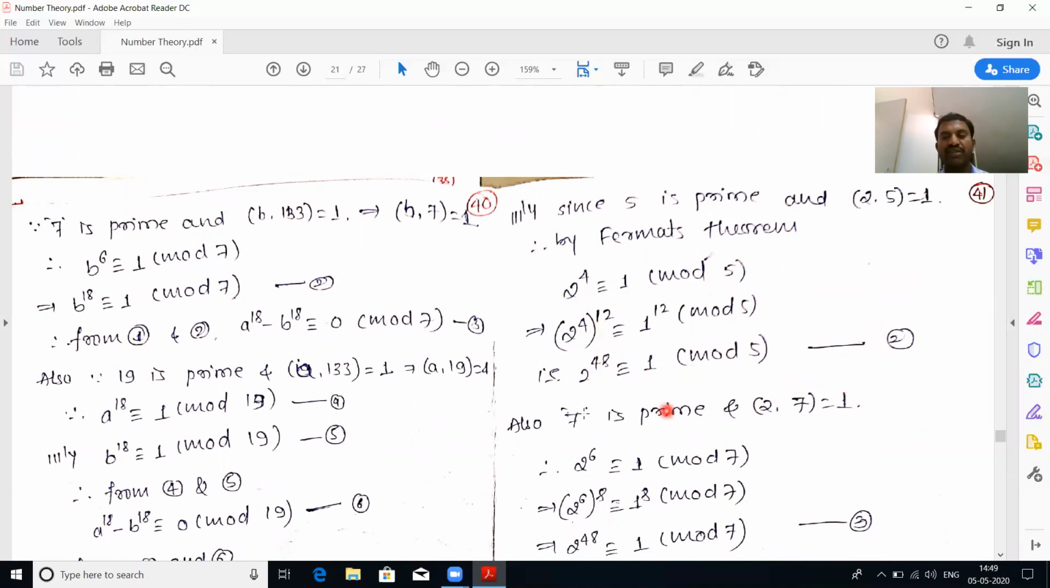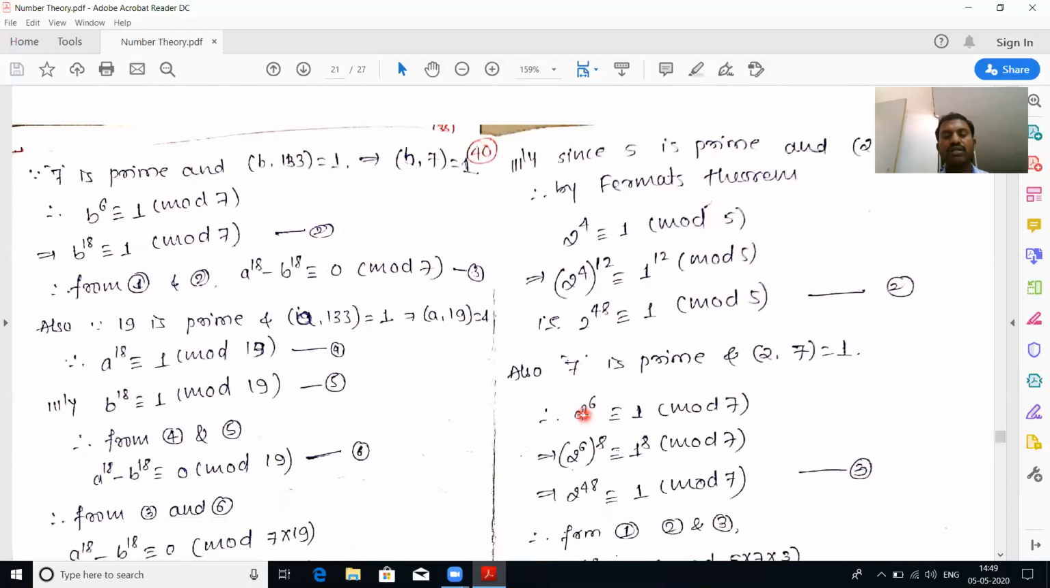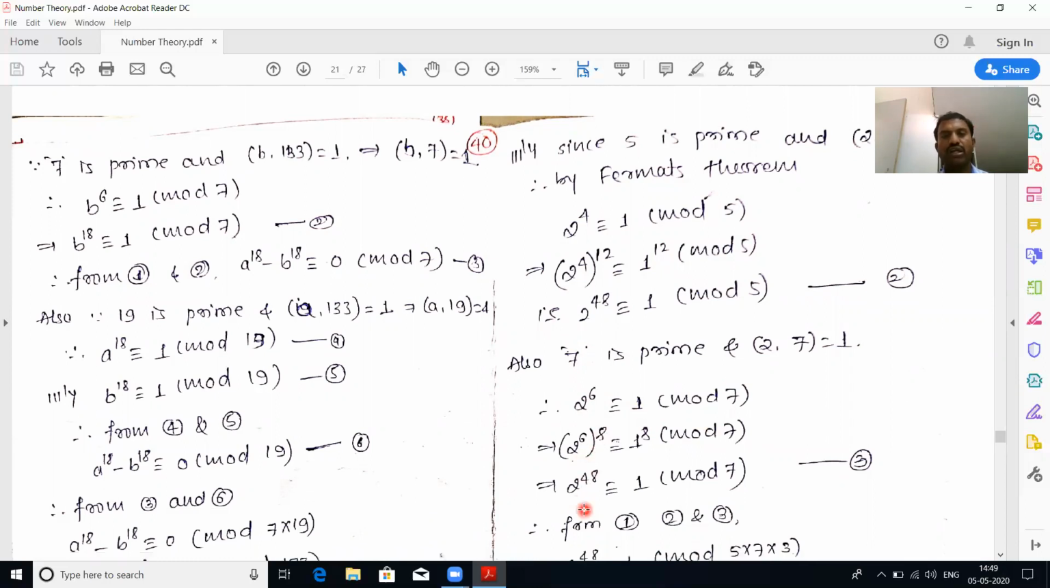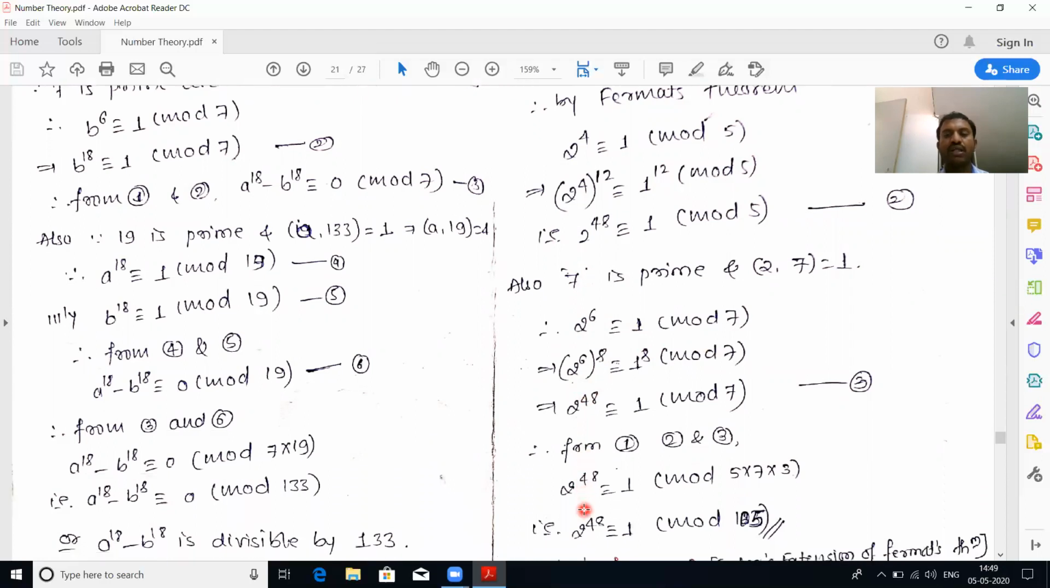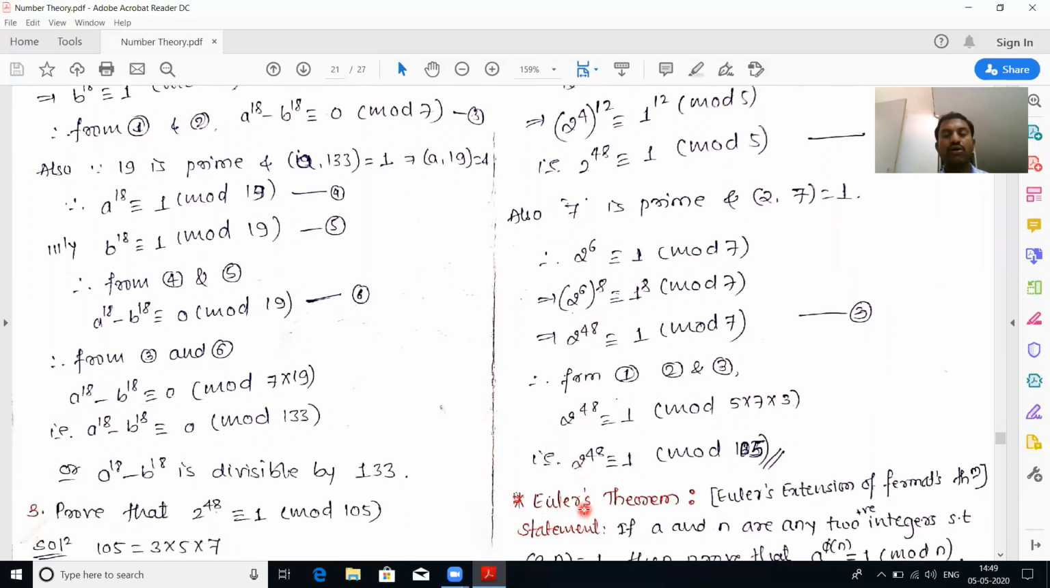That is equation 2. Similarly, 7 is a prime and 2 and 7 are relatively prime to each other. Therefore, 2 raised to 6 is congruent to 1 mod 7 by using Fermat's theorem. Then raising power 8 on both sides, we are getting 2 raised to 48 is congruent to 1 mod 7. Therefore, from 1, 2 and 3, we have 2 raised to 48 is congruent to 1 mod 5 into 7 into 3, that is 105. Therefore, 2 raised to 48 is congruent to 1 mod 105.